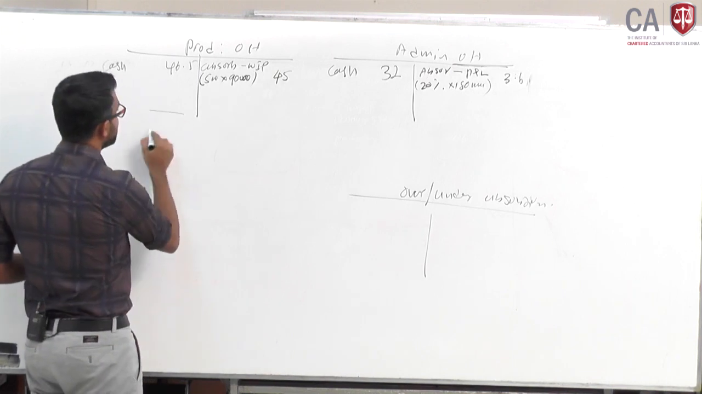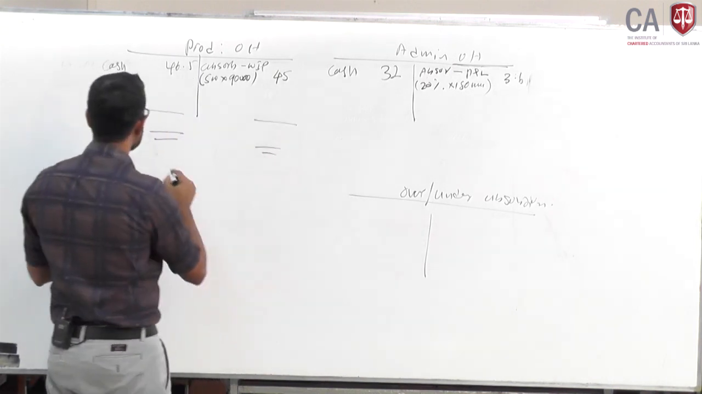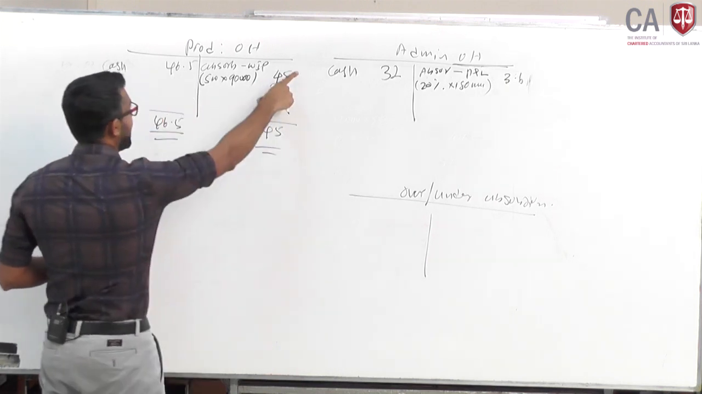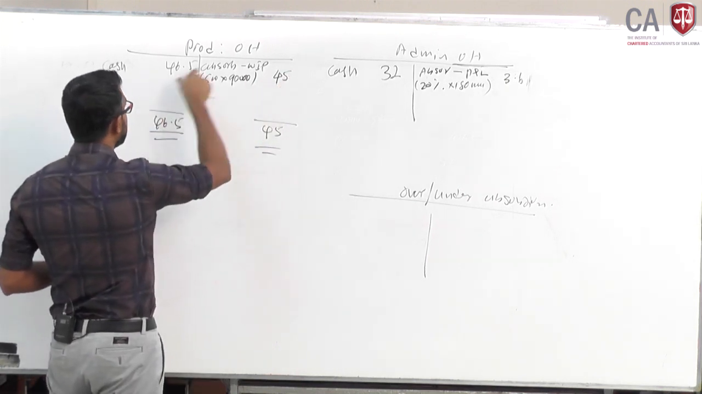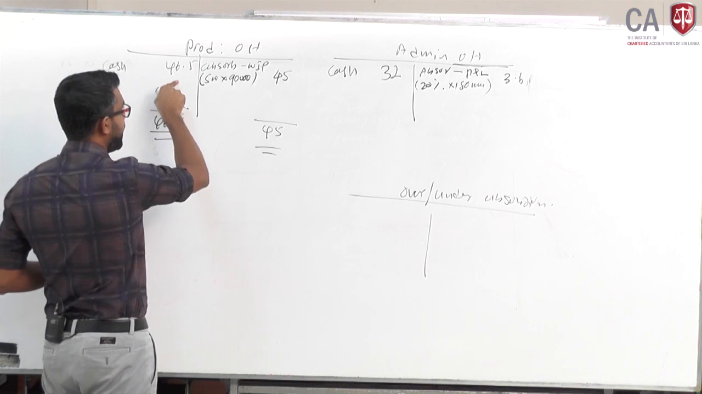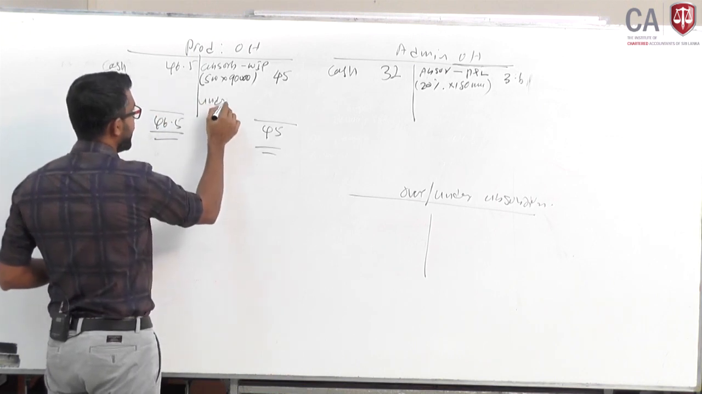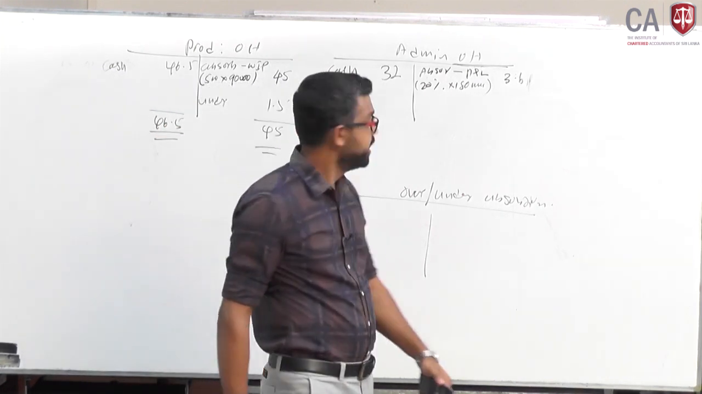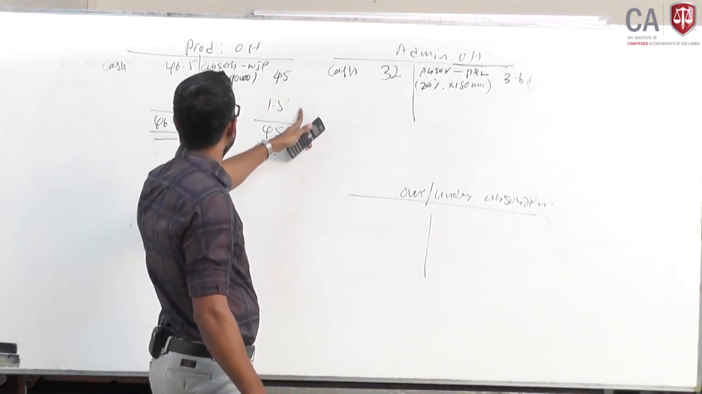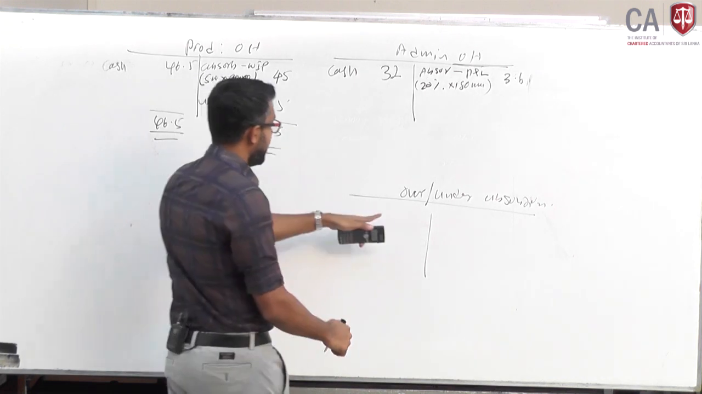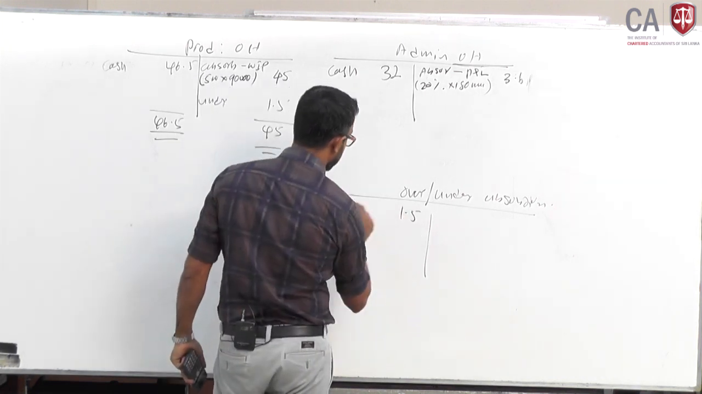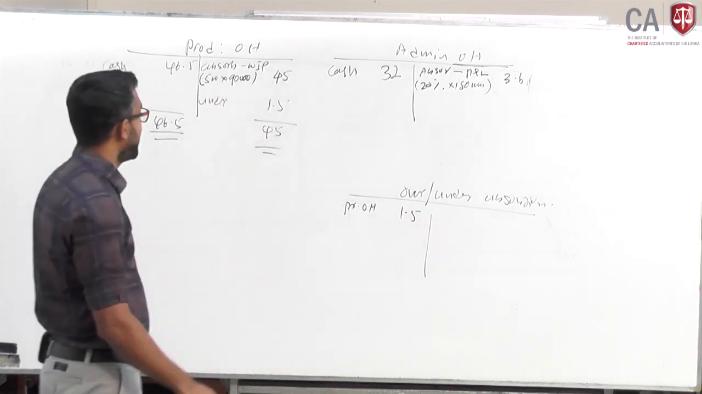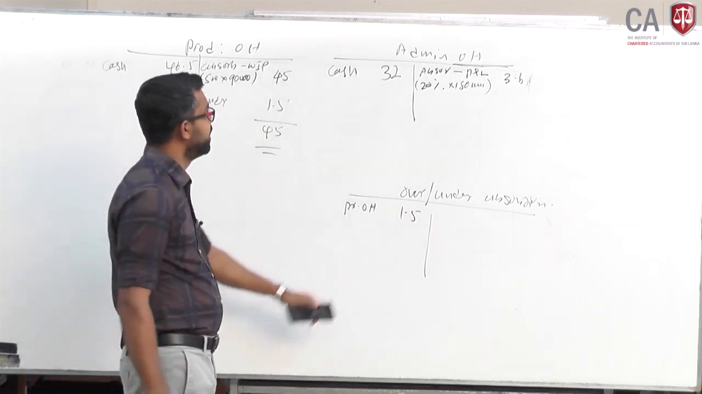Now look at over and under absorption. 46.5, 45. We tried to absorb 45 but 46 went. Under absorption is 1.5. Right, 1.5 production overhead credit, this is debit 1.5 production overhead. So the under absorption came here.